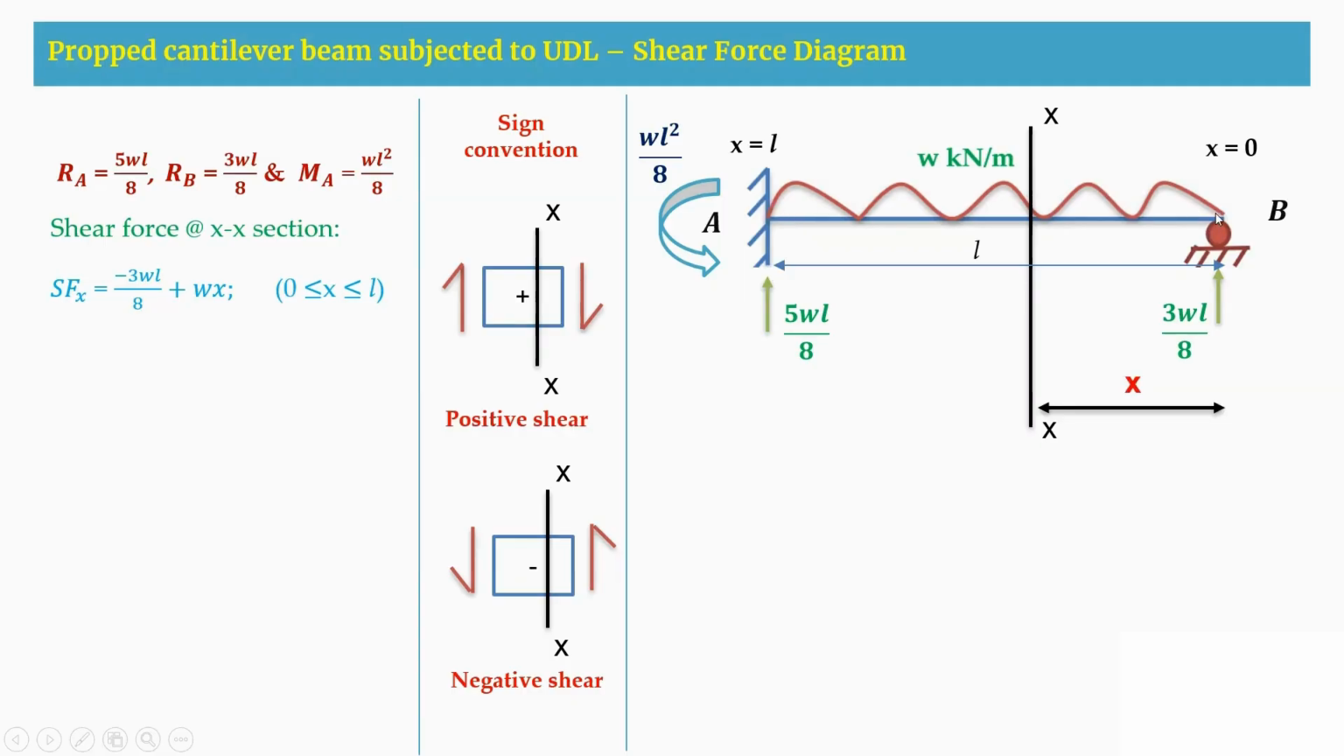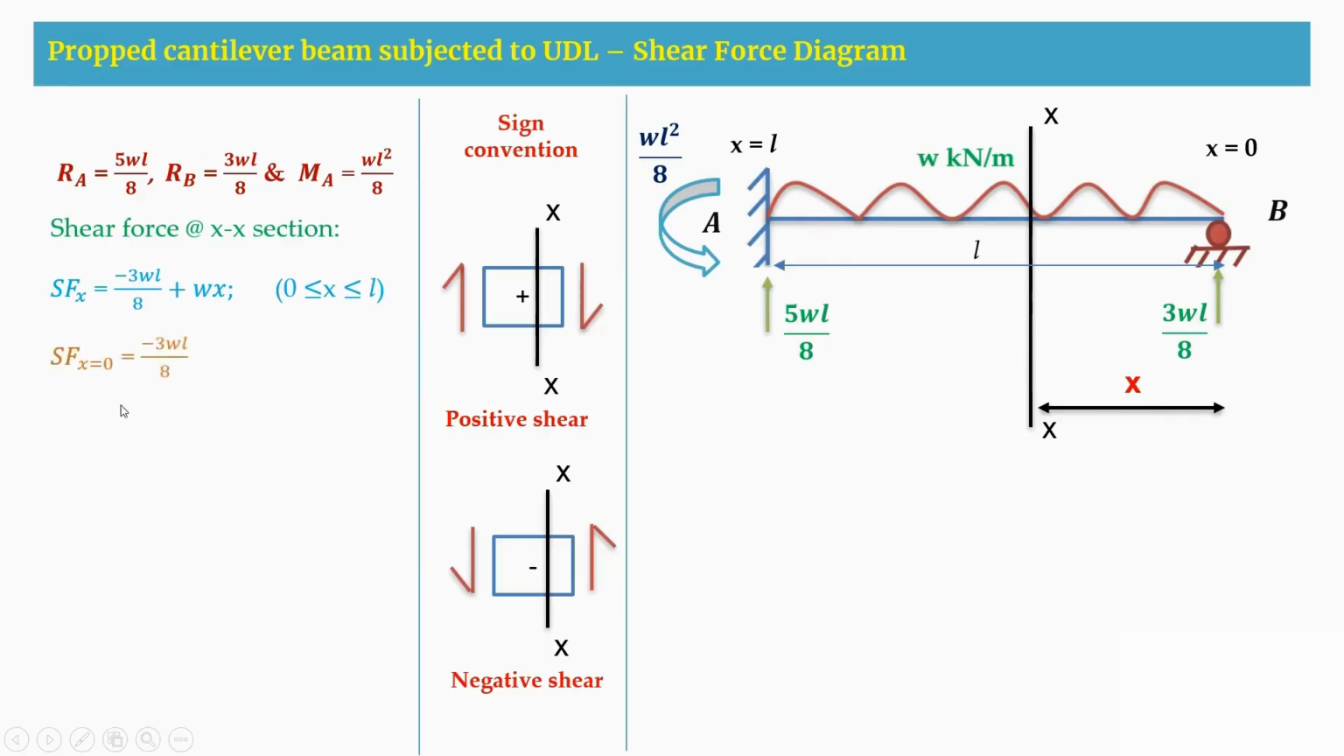Why I'm taking the entire 0 to L is, here we are not having any load deviation and all. So as the load is throughout the 0 to L distance, whenever you want to cut at any distance, you are getting the same equation. Therefore, the shear force equation from 0 to L is minus 3WL by 8 plus WX. So it is applicable for 0 to L distance.